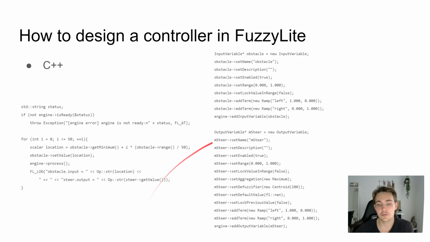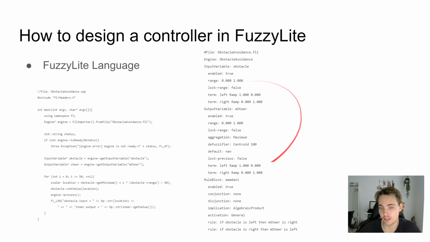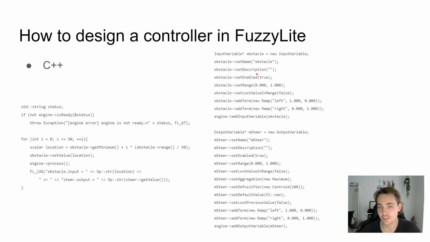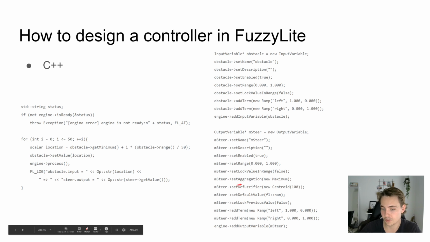So if you want to do this in C++ as well, we can do the same as we did on the last slide. We've set up our different parameters and variables with the obstacles here. But again, in C++ we use this object from the input variable class, and the outputs, and then we have the object pointing to the method, where we can set up the name and ranges and terms, and also down here with the terms and defuzzifier and stuff like that.